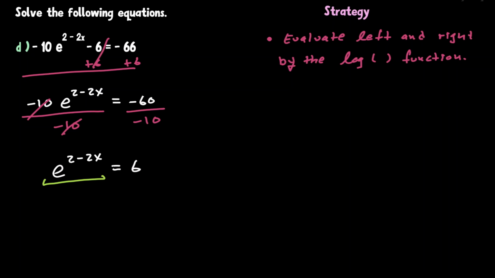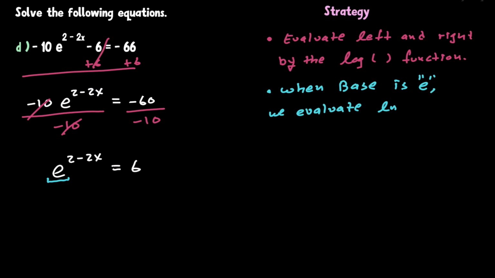And now that we have isolated the expression that has the unknown of x, which is what we're looking for, we can apply the same rule. We can multiply by log on both sides. But there's something special about this base. This base, it is the Euler number, so we can perform a shortcut. When the base of our exponent is the Euler number, instead of evaluating by log on the left and the right, we will evaluate by the natural log. And the reason behind it is because the base of ln is the Euler number.